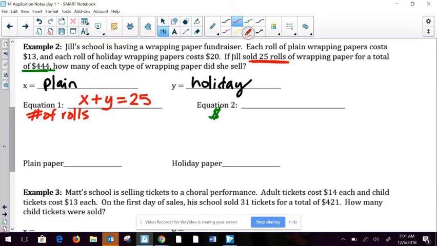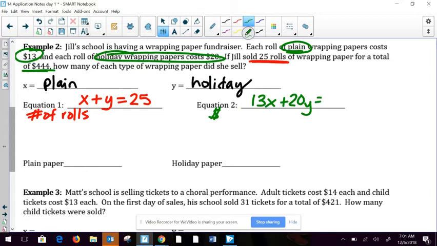And now if we think about the money, we know that plain paper costs 13. So plain is X. So we have 13X. We know that holiday paper costs 20. So holiday is Y. So plus 20Y. The final piece that we know is that the dollars is $444. So 444. Notice all of that information in my second equation had dollar signs in the original problem.